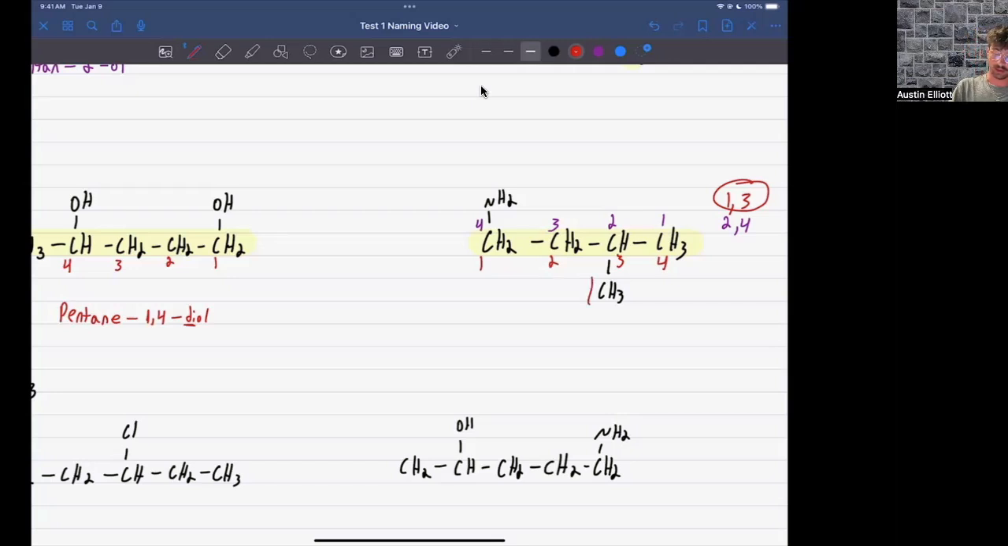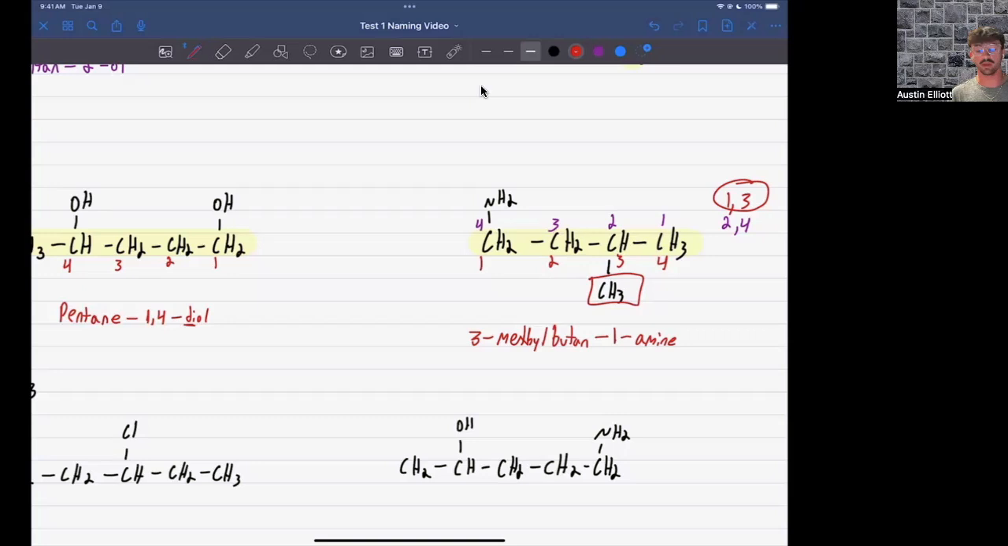So we have a methyl group right here. So it's going to be 3 methyl. And then we have a 4 carbon chain. We're saying that's going to be but. So butan. And remember, with amines, it's another vowel, so we're going to drop that E. Butan 1 amine.